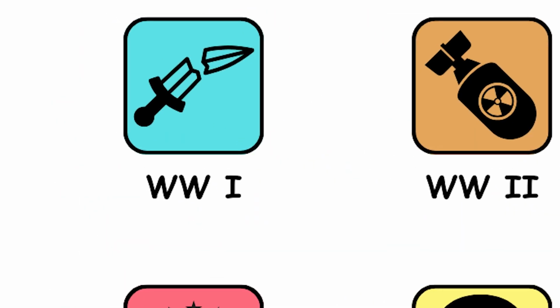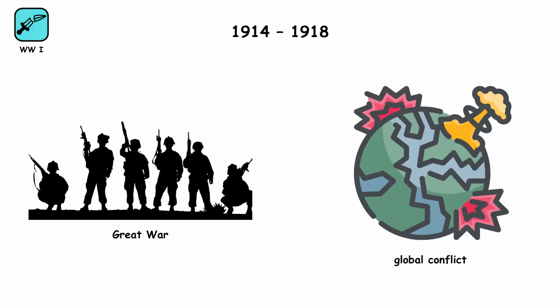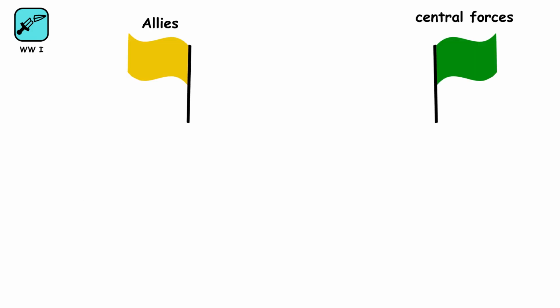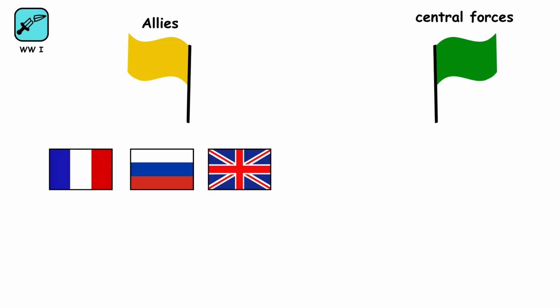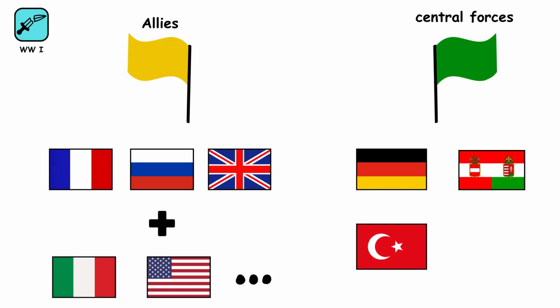World War I, 1914–1918. World War I, also known as the Great War, was a global conflict involving many powers. Two groups of allies and central forces were present in this war. The allies initially included France, Russia, and Great Britain. Later, Italy and America joined the Allies. The central powers consisted of Germany, Austria-Hungary, the Ottoman Empire, and Bulgaria.